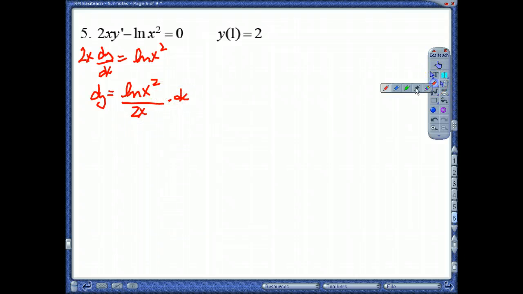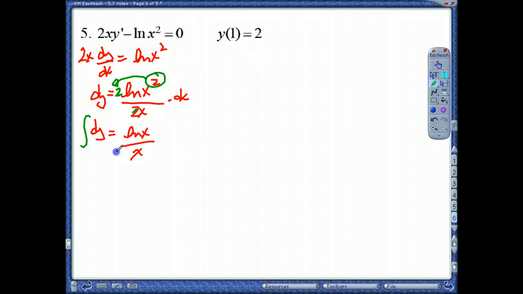I'm going to simplify this a little. Remember, if you have a power on what you're taking the log of, you can bring that down in front, which is going to be huge because then I can cancel out that 2 on the bottom. So I have dy equals the natural log of x over x. So that 2 came down in front, and then I was able to cancel it out.